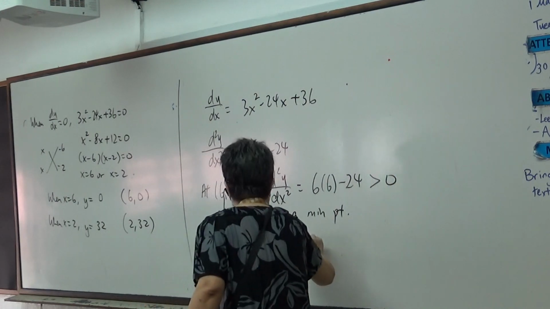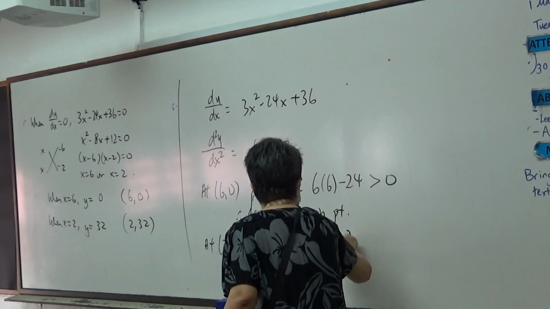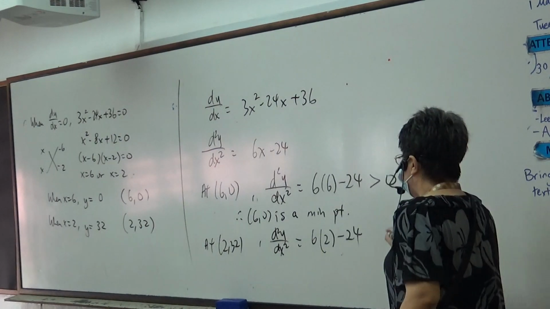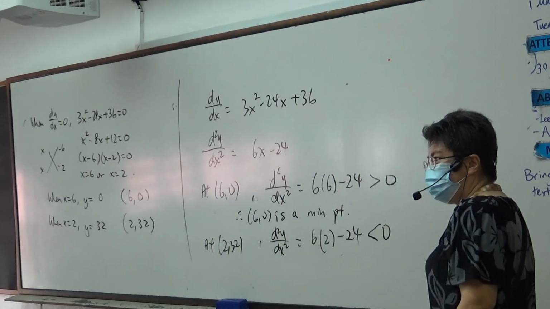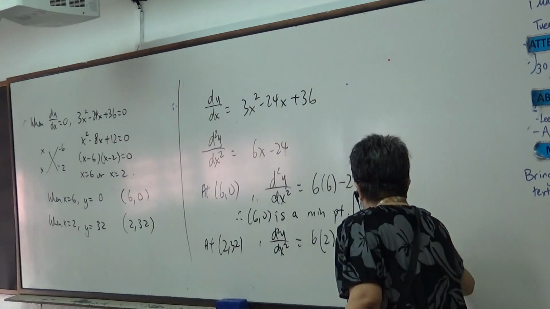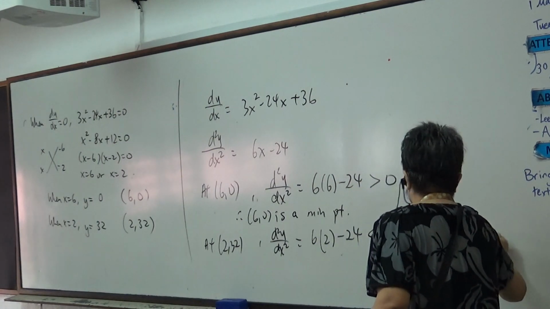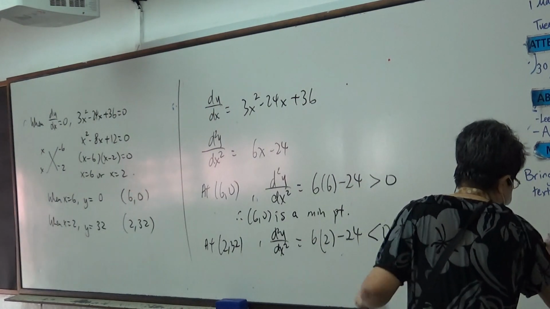Everybody clear? Then, at (2, 32), d2y/dx squared is 6 into 2 minus 24. This is less than 0, right? So, therefore, (2, 32) is a maximum point.